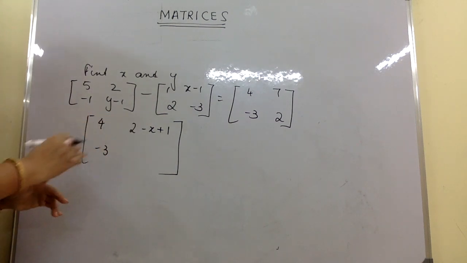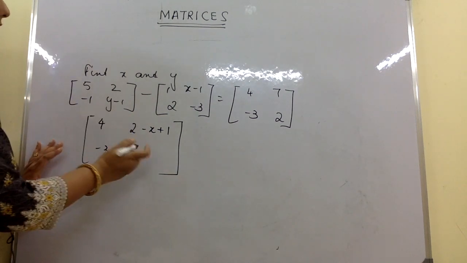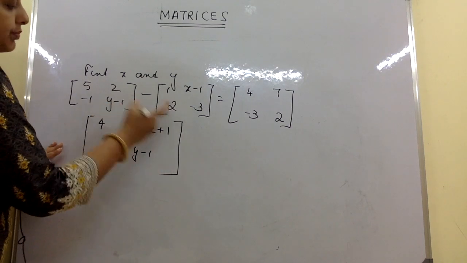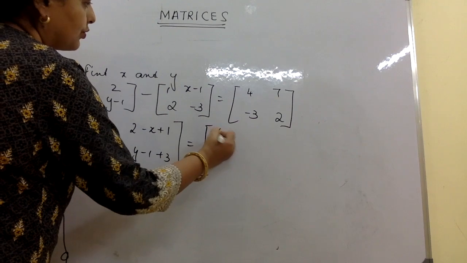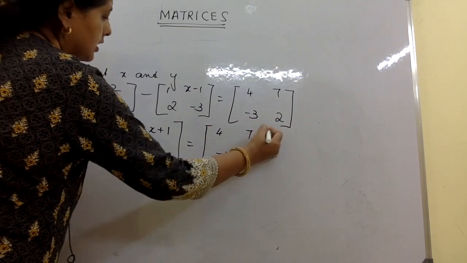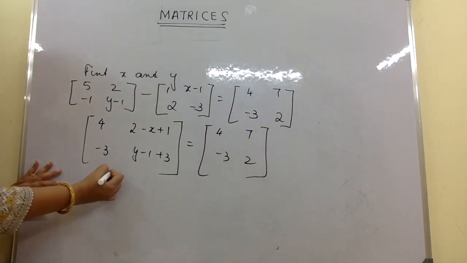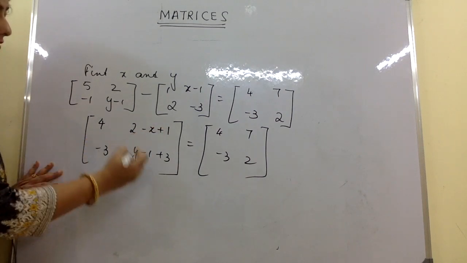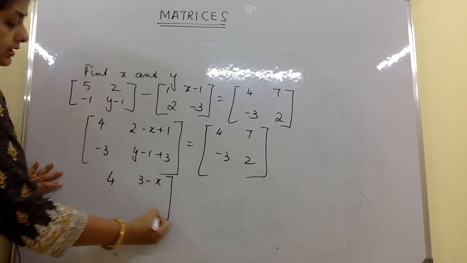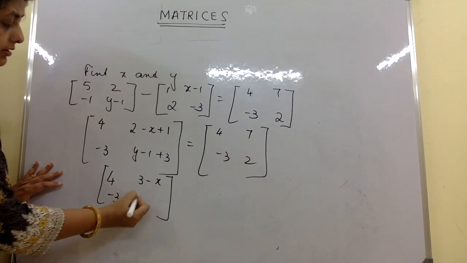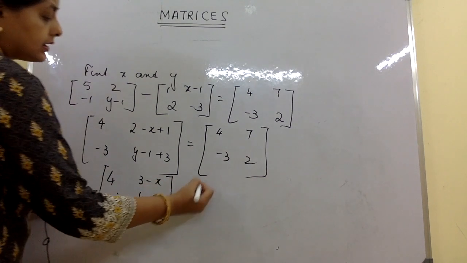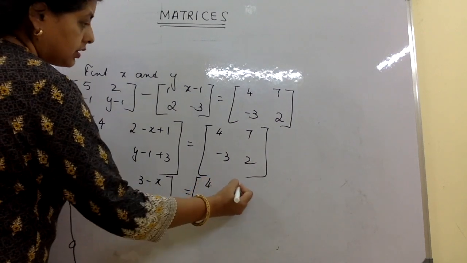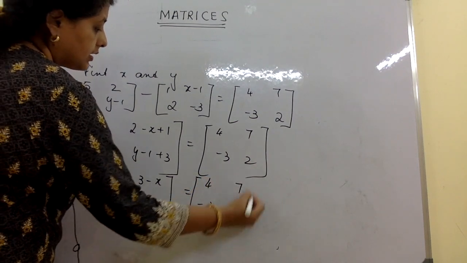This is completely integer addition. y minus 1 and then plus 3. Okay, this much you should write, otherwise your sum might go wrong. If it is only 2 elements, you can work it otherwise. So here 4, this is 3 minus x, right? So this is why I said go a little slow. Minus 3 and this is y plus 2. And that is equal to 4, this is 7 minus 3 and 2.